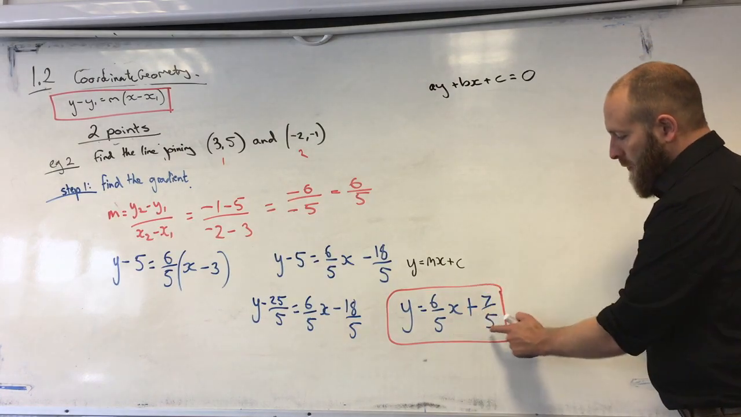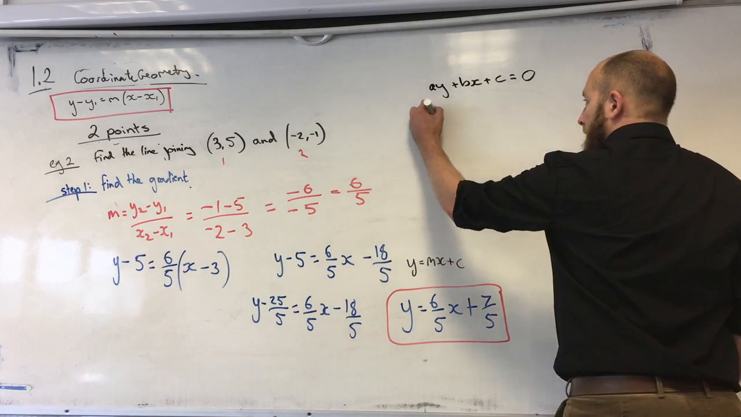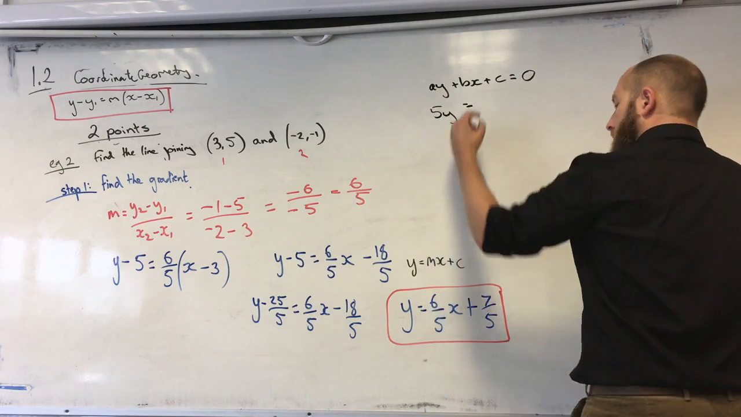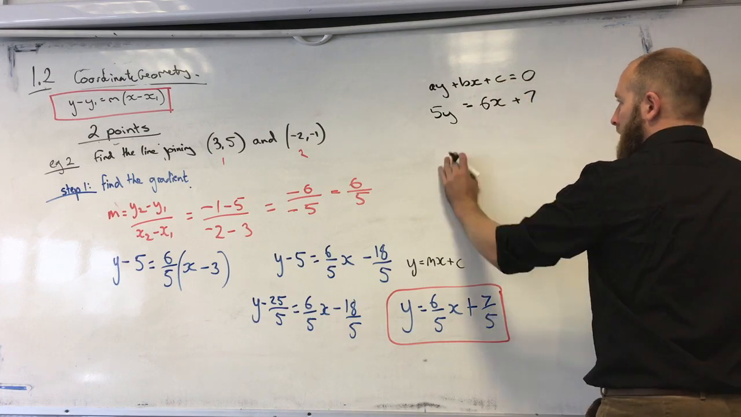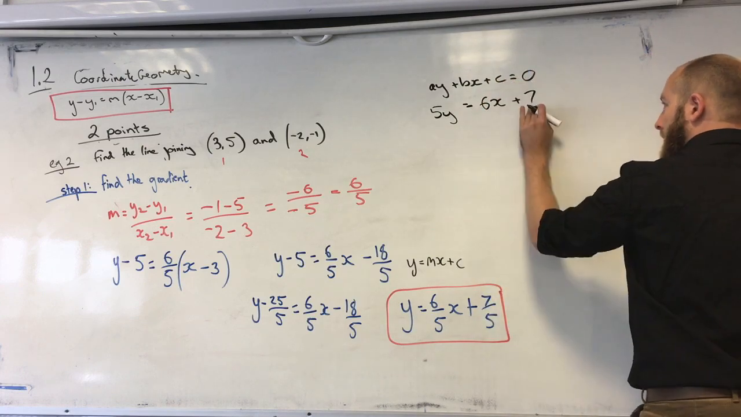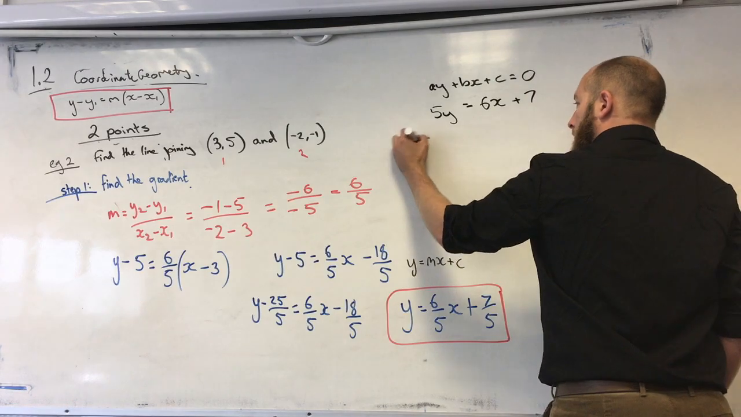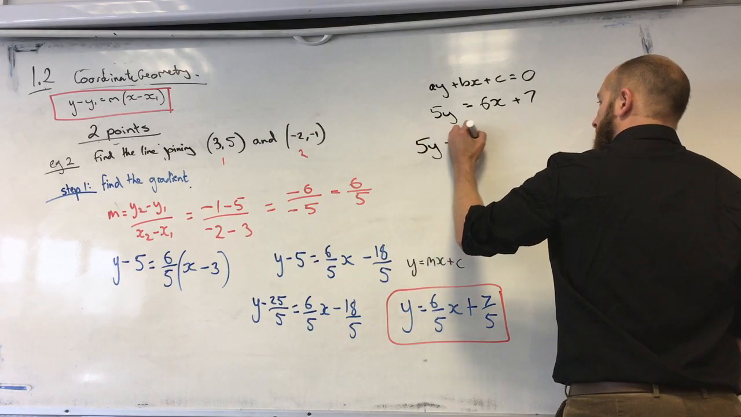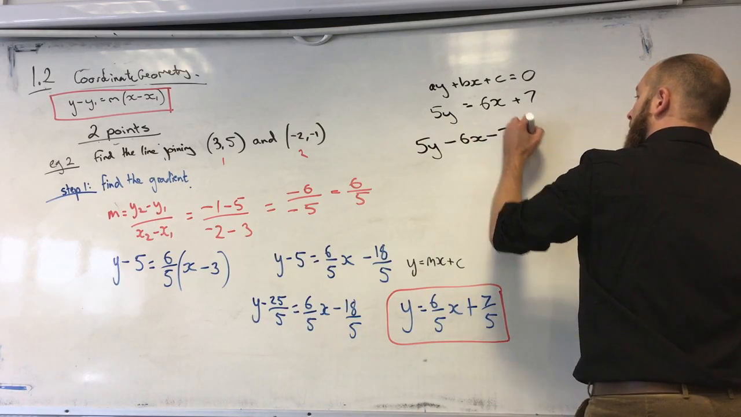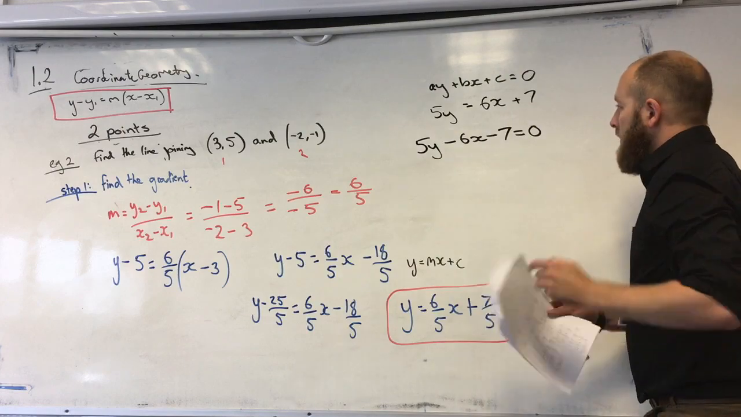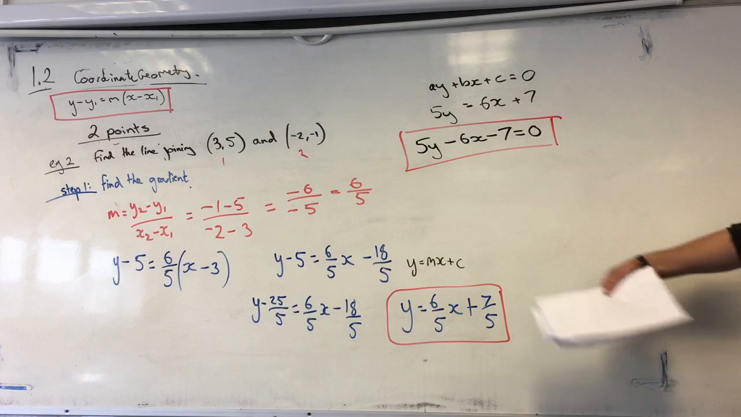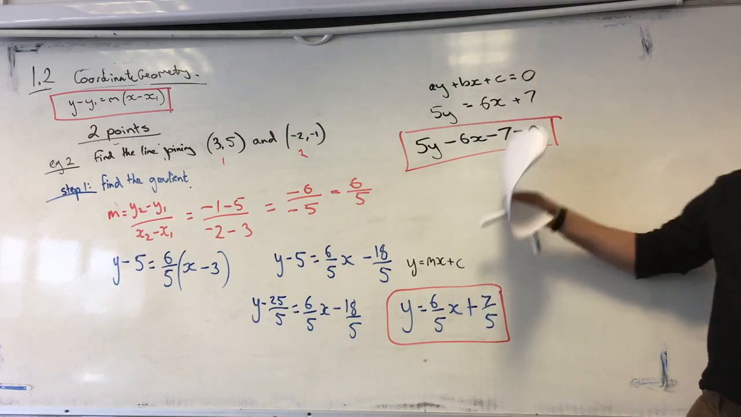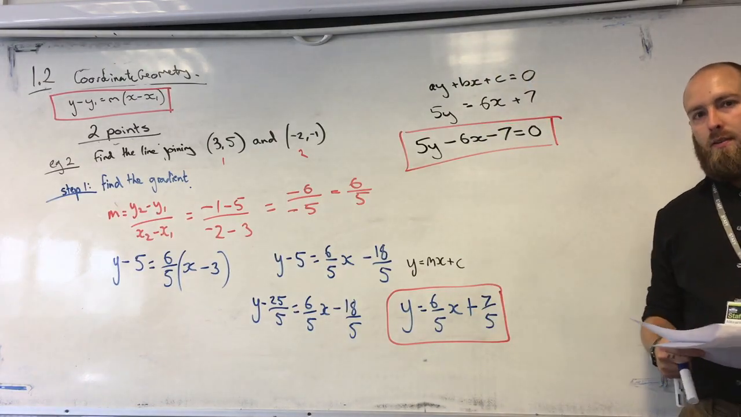If I times everything through by 5, we get 5y equals 6x plus 7. To get it all on one side, I'm going to subtract the 6x and subtract the 7 over here. So we get 5y minus 6x minus 7 equals 0. Be careful, just make sure in the exam, if they ask for it in this form or this form, you rearrange, otherwise you can lose a really easy mark.